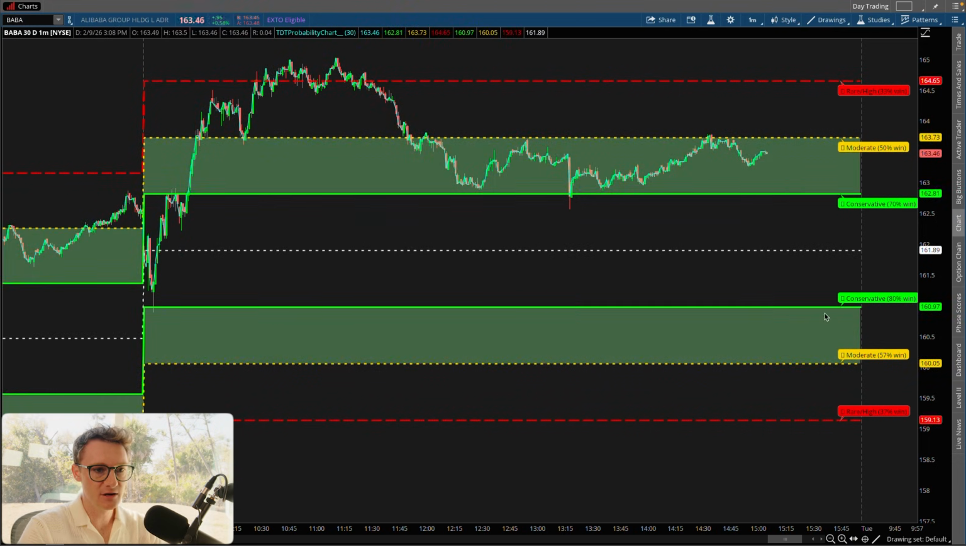And then obviously our conservative, there's 80% chance we're going to hit that level today. You can see we hit it. And then there's a 70% chance we would hit this level today. And you can see we hit it.